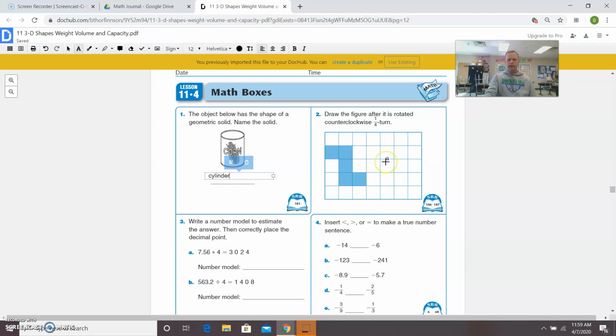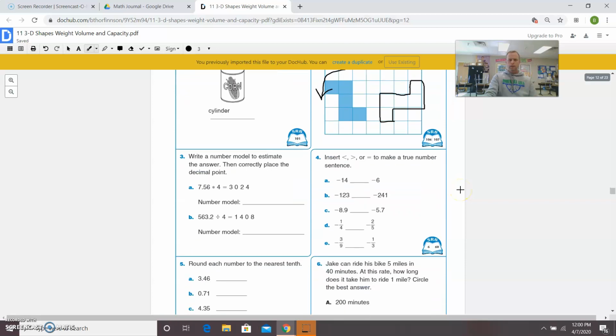Draw the figure after it is rotated counterclockwise. Okay, so you have clockwise, the way a clock moves, and counterclockwise would be rotating it this way. Okay, so if you rotate that counterclockwise, this side right here would come down to the bottom. Okay, so you're going to be there, up 2, over 2, up 1. Okay, that's what your shape is going to look like.